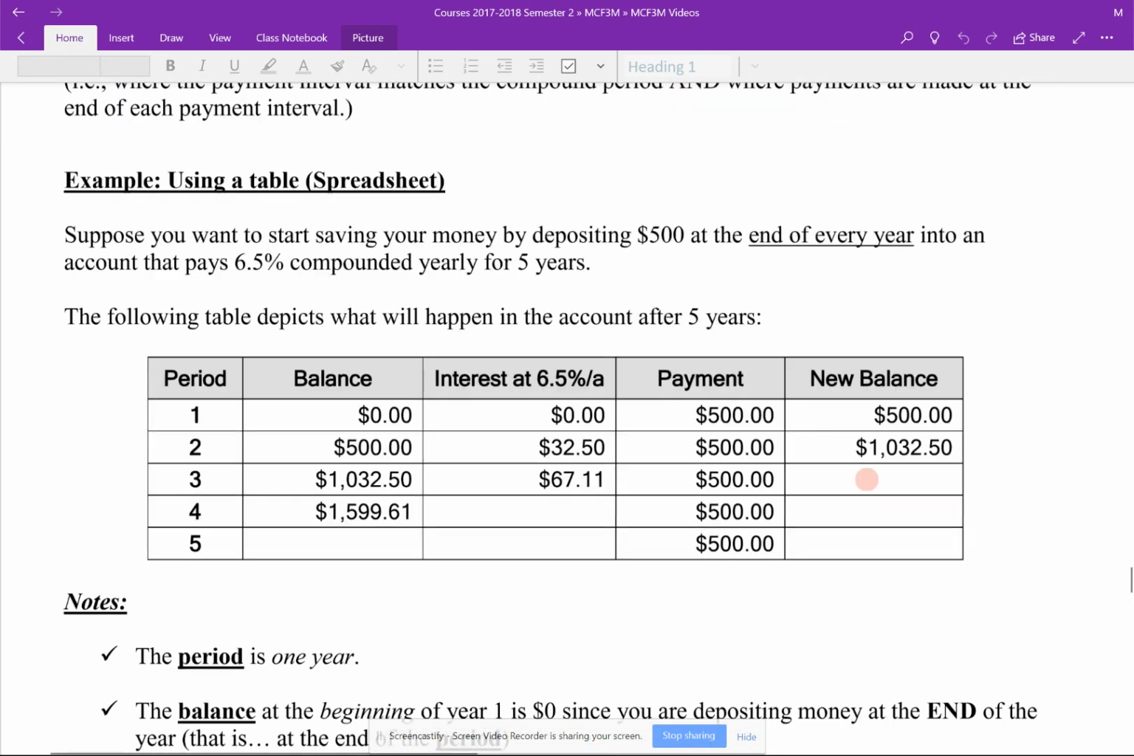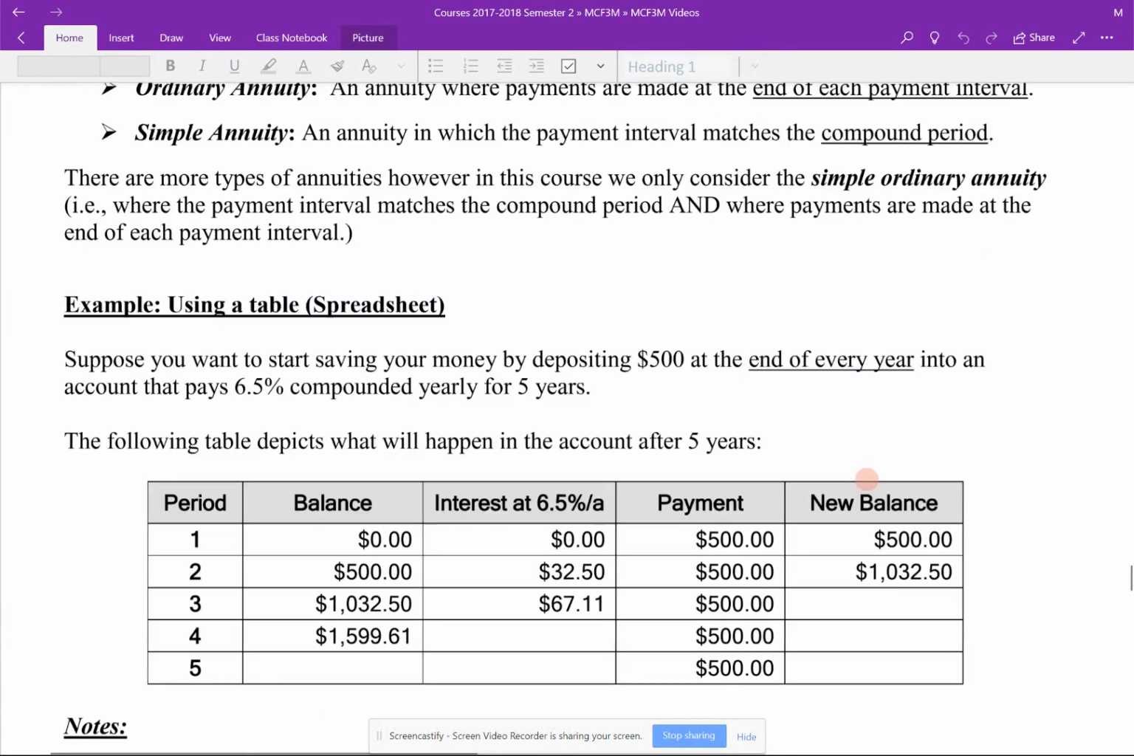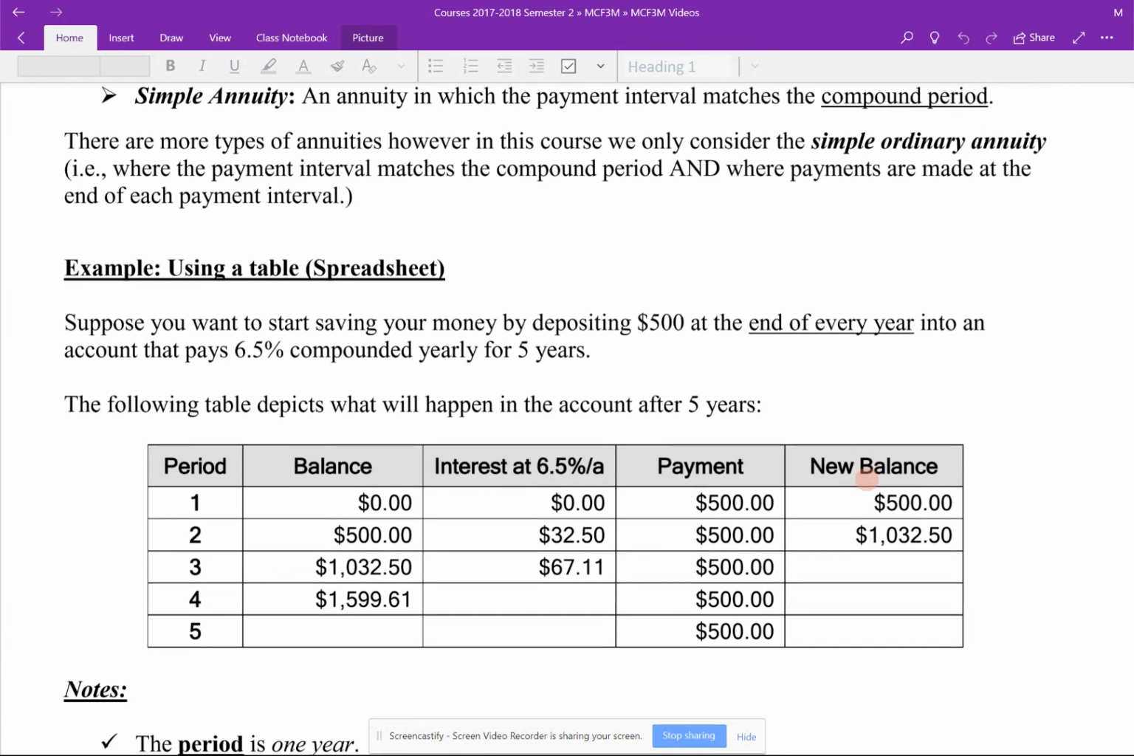Okay, so the formula, well, here's a spreadsheet example. Suppose you want to start saving money by depositing $500 at the end of every year into an account that pays 6.5% compounded yearly for 5 years. So we're looking at the regular payments, yearly payments, because the compounding period is yearly, and we do this for 5 years.